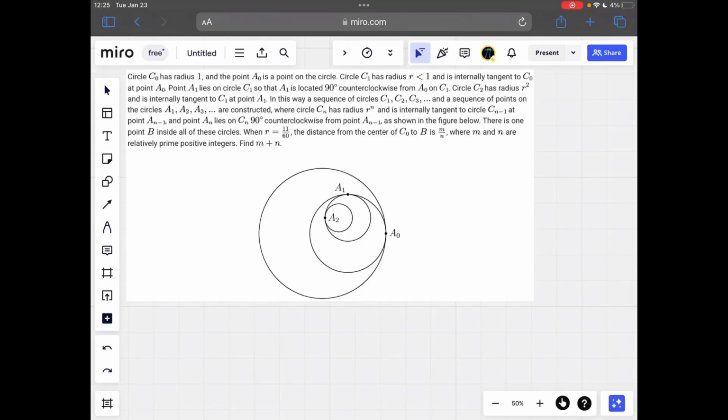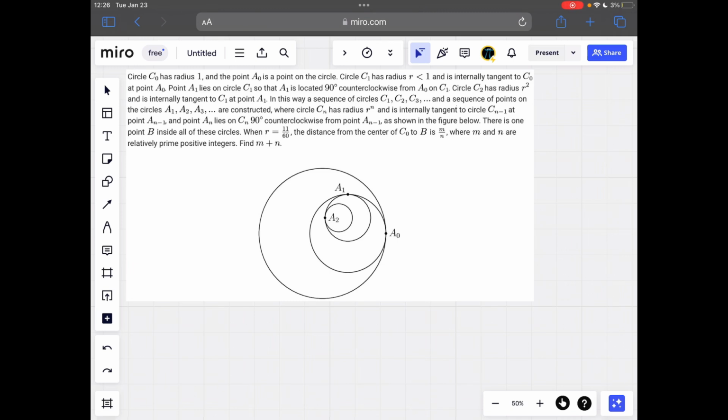Circle C0 has radius 1, and the point A0 is a point on the circle. Circle C1 has radius r, which is less than 1, and is internally tangent to C0 at point A0. Point A1 lies on circle C1, so that A1 is located 90 degrees counterclockwise from A0 on C1. Circle C2 has radius r squared, and is internally tangent to C1 at point A1.